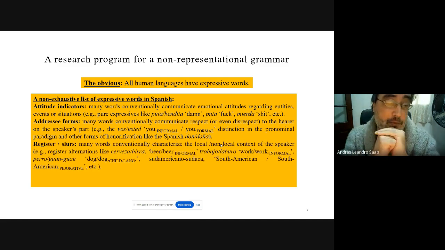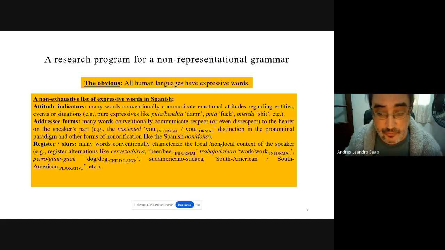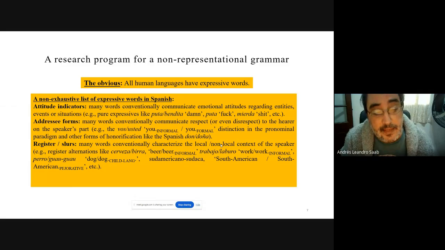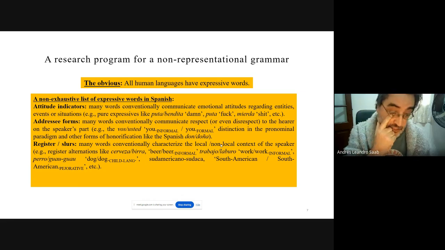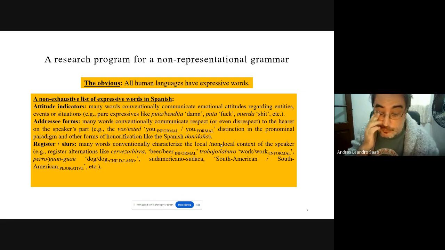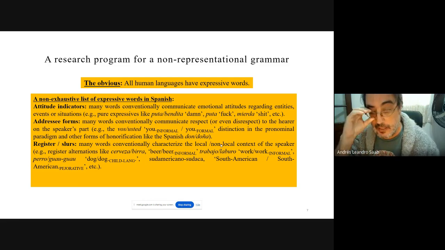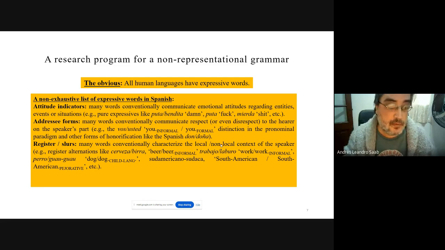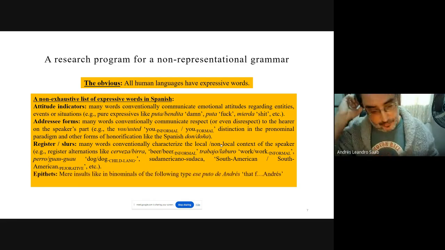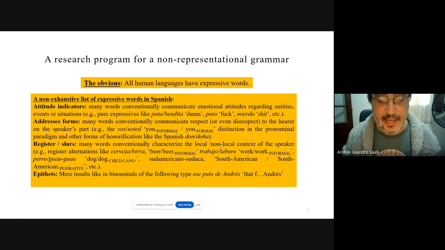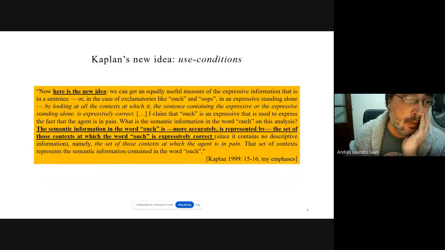Then you have a huge list of words that conventionally characterize the local or non-local context of the speaker. Register alternation like cerveza, beer, or birra, which is informal; trabajo, laburo; child language, perro, guau guau; slurs, sudamericano, Sudamerican, sudaca, which is the pejorative for Sudamericans, and so on and so on. So there is a big set of expressive words. Then you have, of course, part of the animal I will discuss today, which are epithets, in cases like that F of Andres.